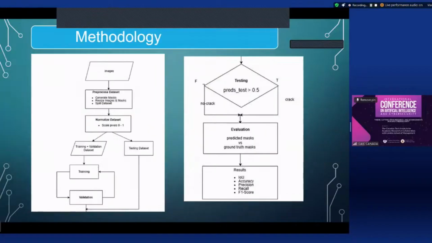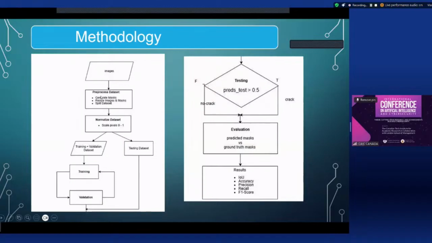Methodology, I'll just go briefly over it. So you give the image and then you process the data by generating the mask beside the image, and then split the data sets. Here you have normalization, scaling the pixel. The pixels are numbered from 0 to 255, but to make the algorithm efficient, it's scaled down to between 0 and 1 to make the value smaller, which helps the algorithm perform better.